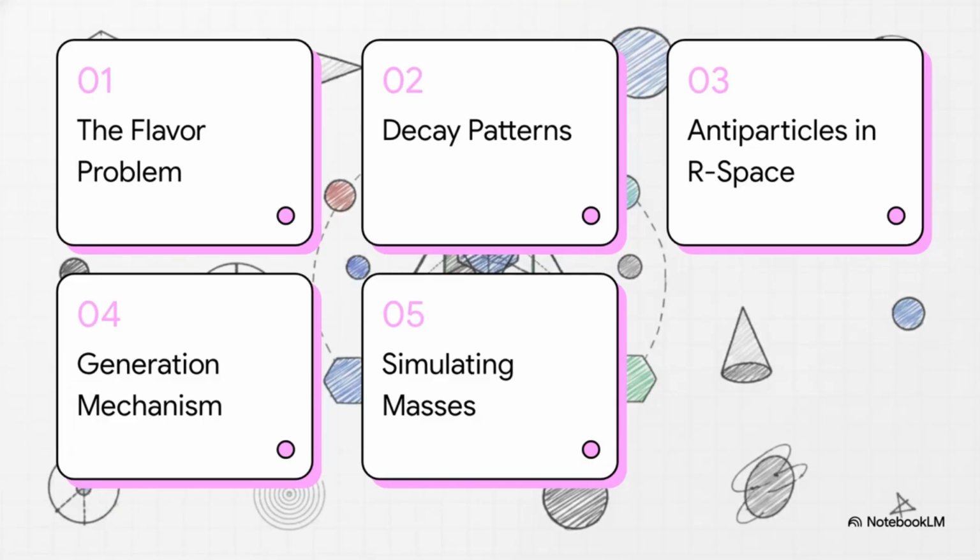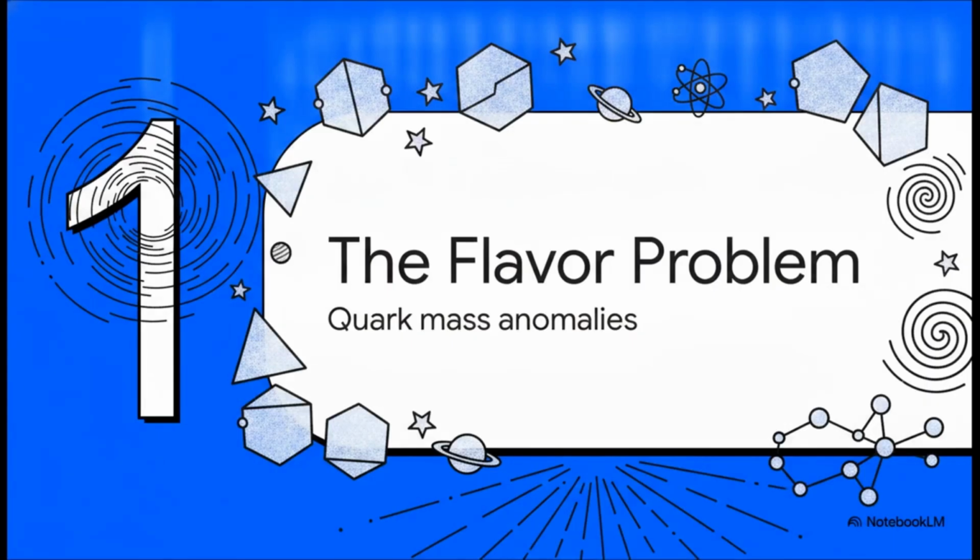Here is how we're breaking down today's scientific deduction. First, we'll look at the quark flavor problem, then strange quark decay patterns, antiparticles in our space, the generation mechanism, and we'll wrap it all up by simulating quark masses. All right, let's jump straight into section 1, the quark flavor problem.